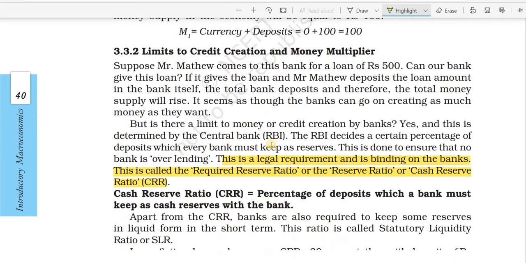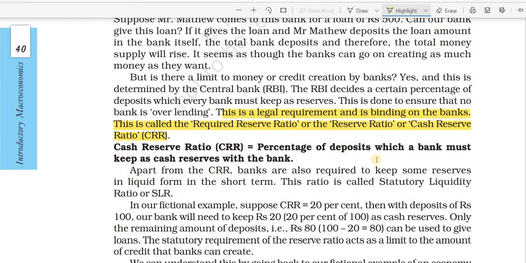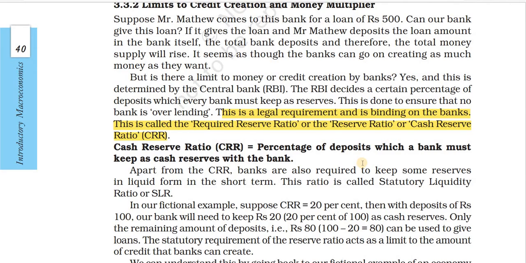Then what is the cash reserve ratio? It is the percentage of deposits which a bank must keep as cash reserve. Every bank must keep some amount with RBI, that is, an amount with RBI and an amount with themselves also.